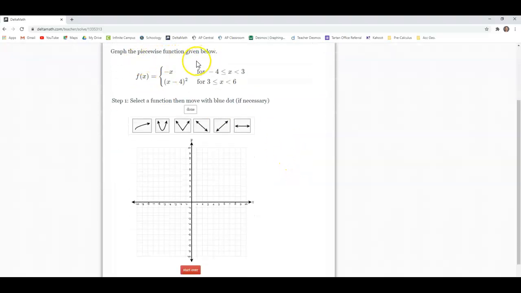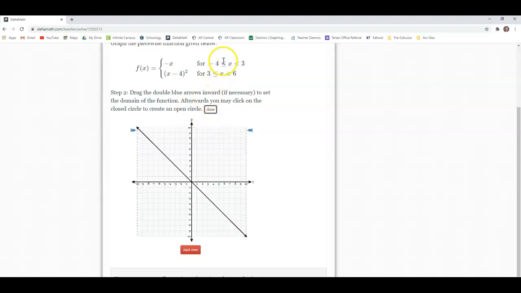So graph the piecewise function given below. There's two pieces, and I have my domains. So let's graph the first part, negative x. That's a linear function that has a y-intercept of 0 and a negative slope. So I'm going to click on this piece right here to move it. If I wanted to move it, I could move this blue dot around, but it's got a y-intercept of 0, and its slope is down 1 over 1. So there's a negative slope. And I'm done with that piece.